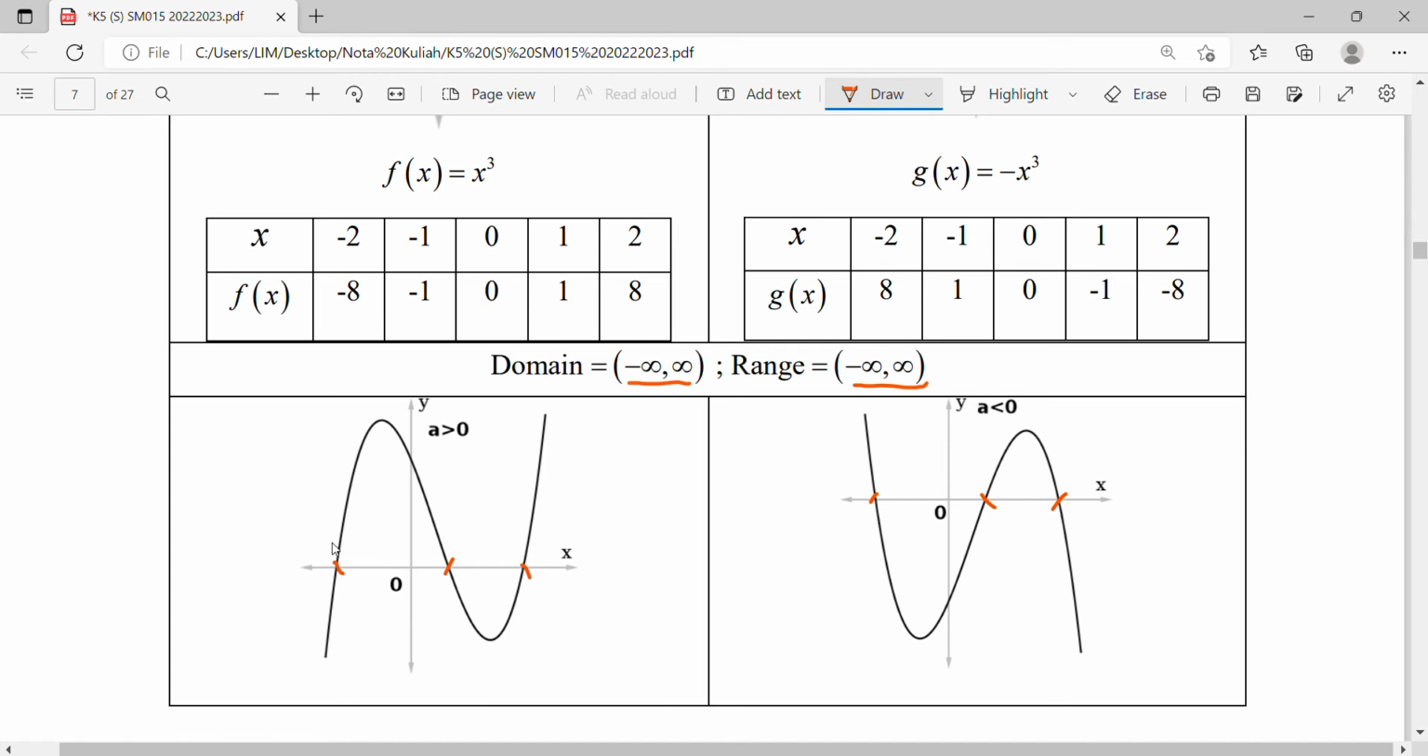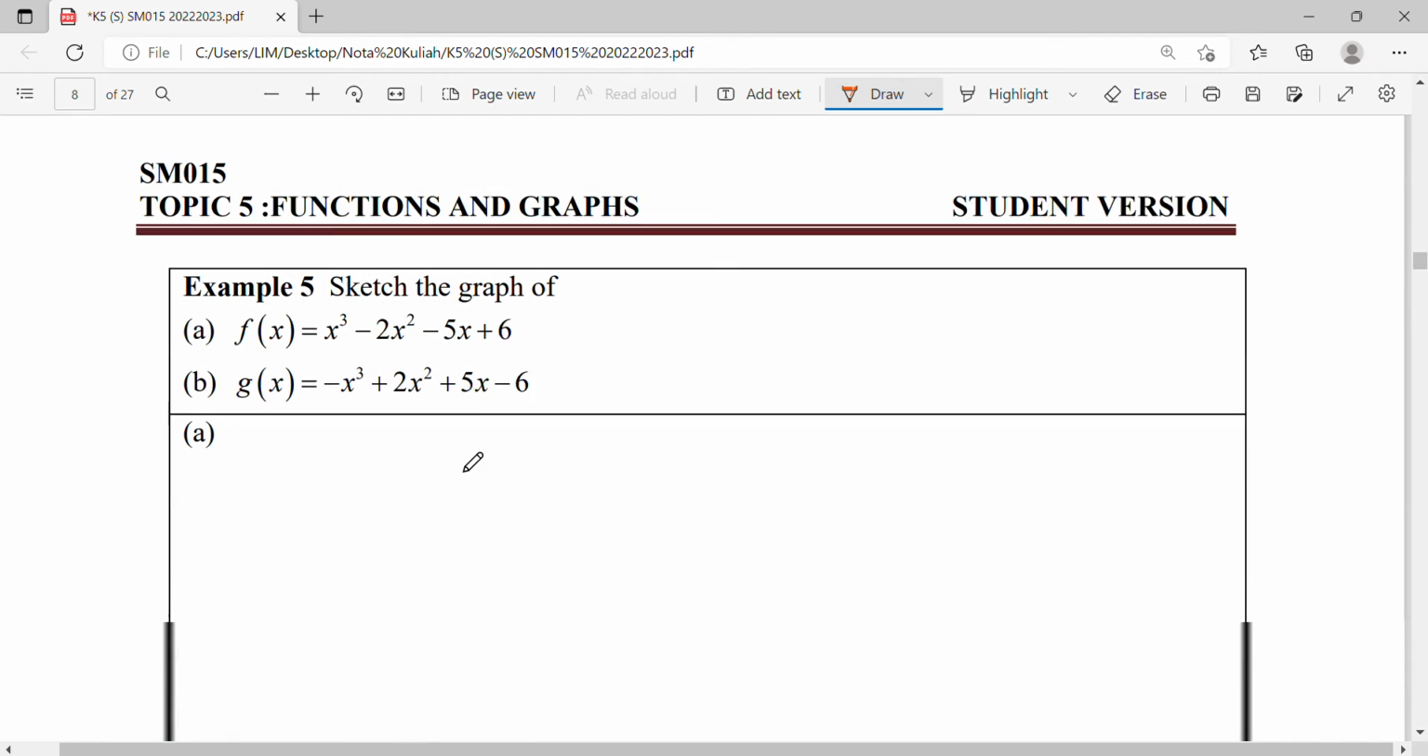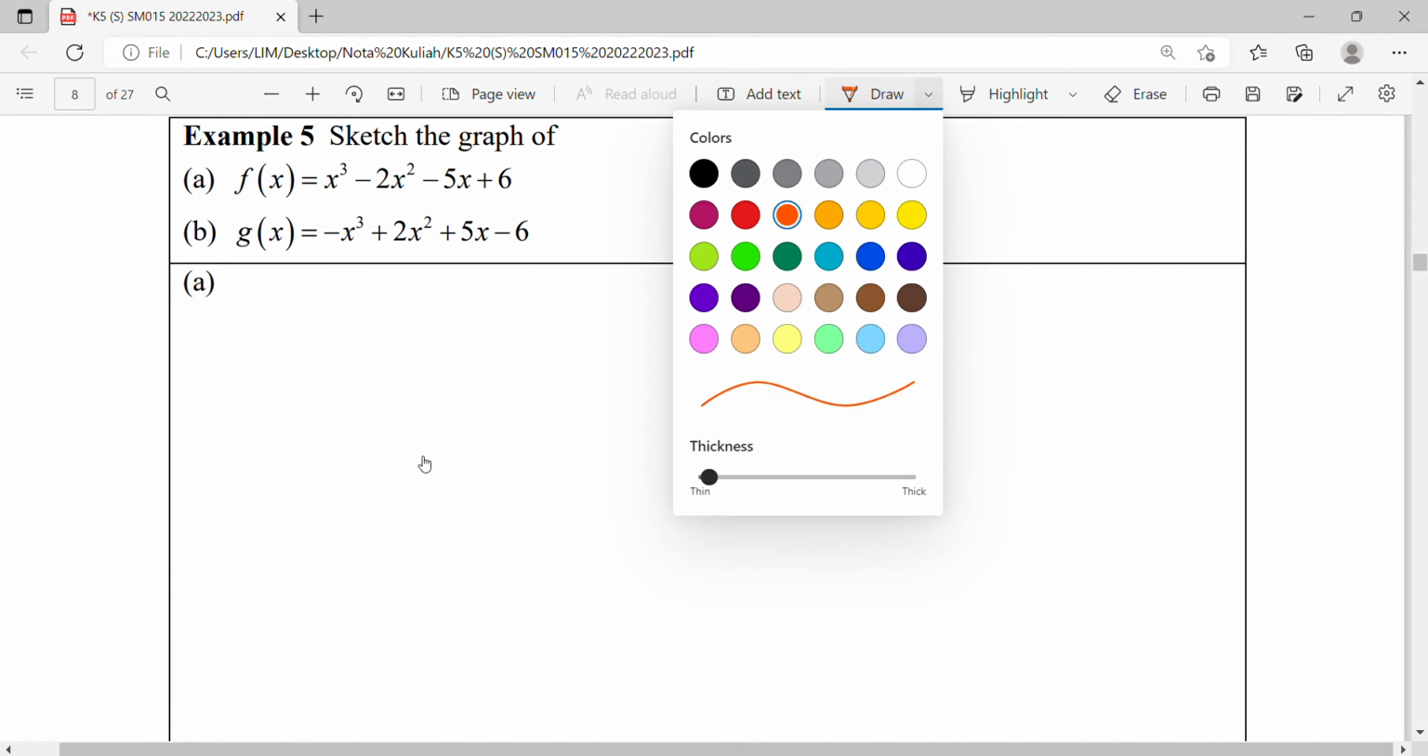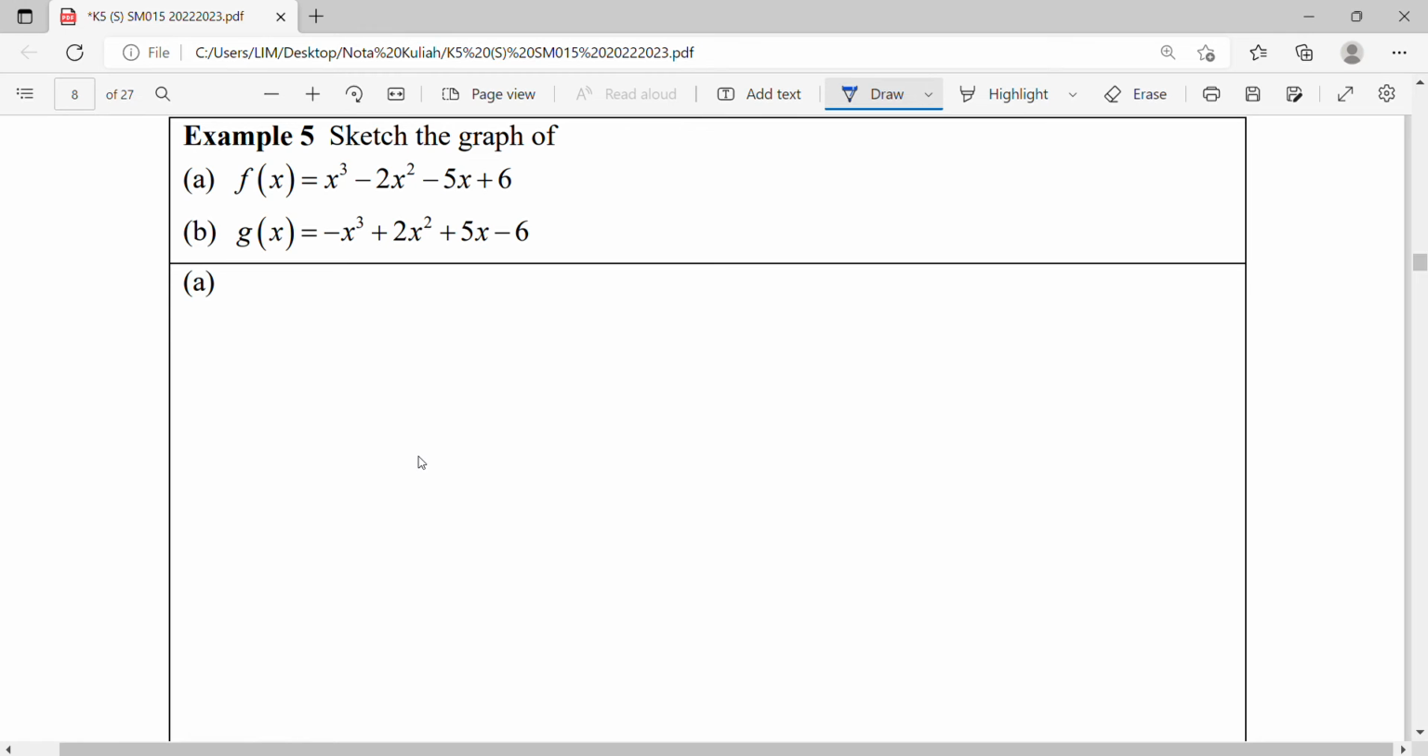Alright, so we look at an example: sketch the graph. So first we practice the domain and range, although this question doesn't mention it. The domain of the function for cubic will be negative infinity to infinity. For range also negative infinity to infinity. Cubic function is not a special case.